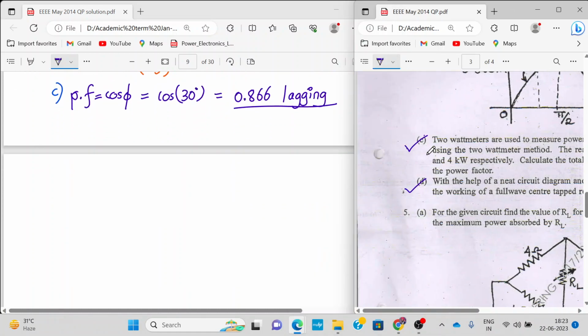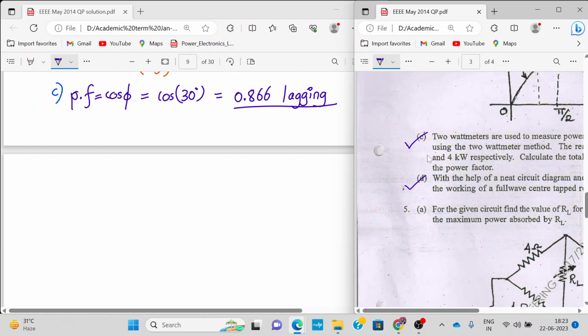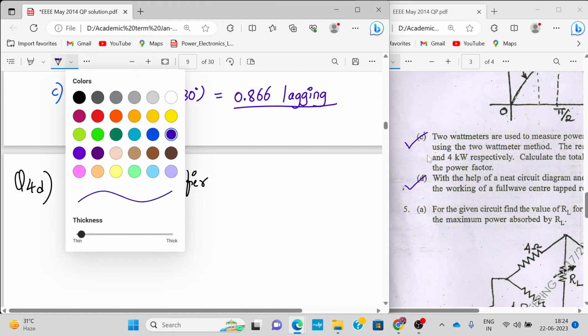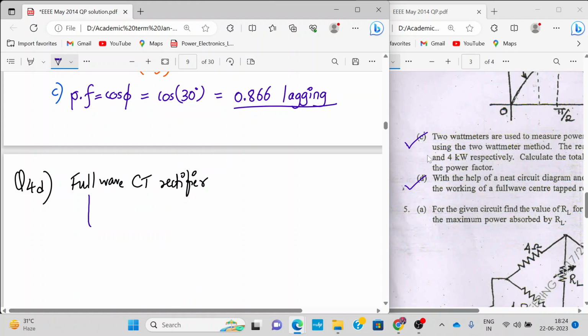Next is question number 4D. We have covered this, but still, in writing we have to draw the full wave center tap rectifier. So here they have asked for the working also. It's a 10 marks question.